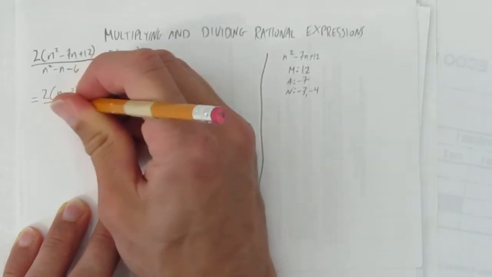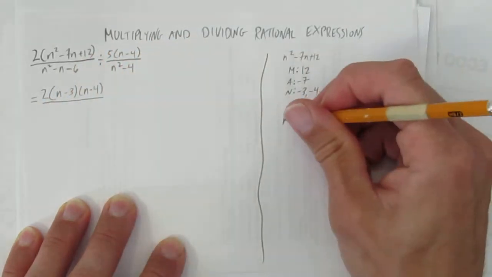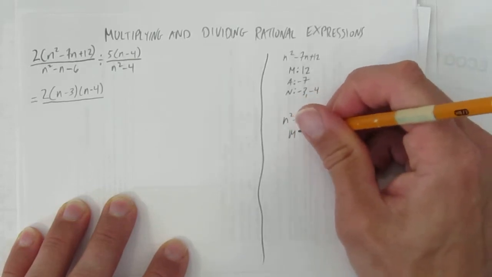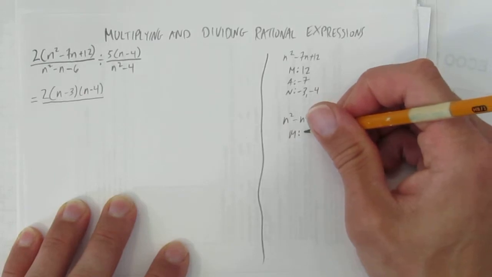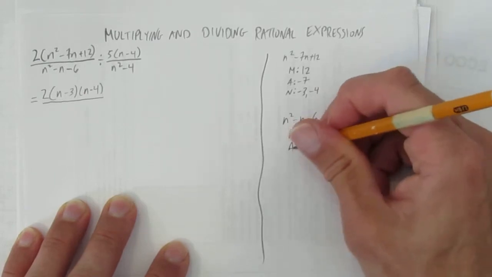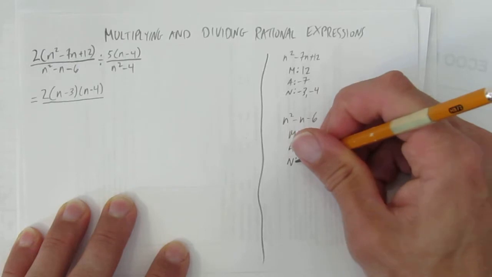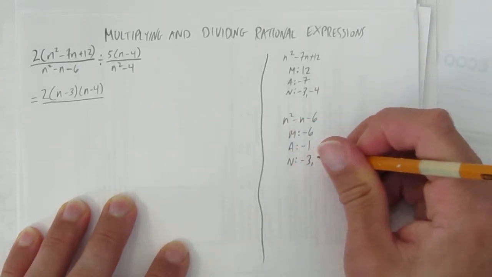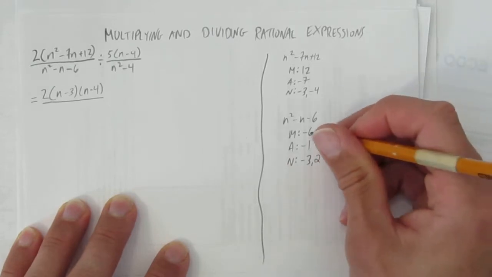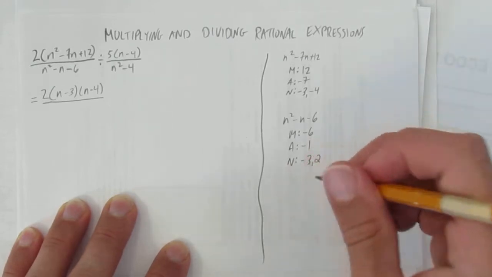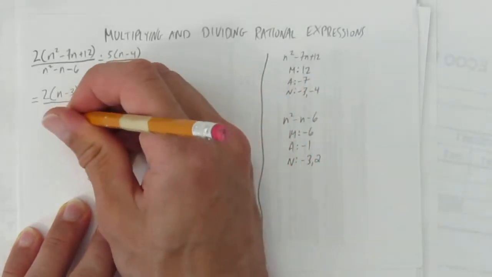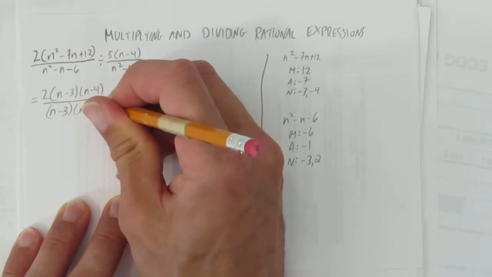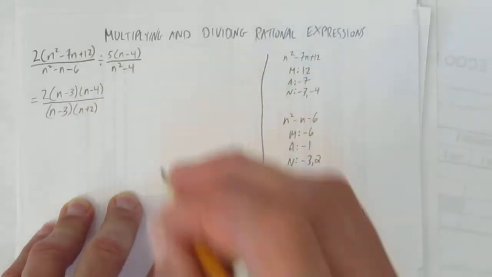Top part done. Bottom part, I've got to do n squared minus n minus 6. Again, Bergman technique. What multiplies to negative 6 and adds to negative 1? Just quickly in my head, the numbers are negative 3 and positive 2. Think about that: it multiplies to negative 6, adds to negative 1. So on the bottom I get (n minus 3) and (n plus 2). My first step's always going to be factoring.